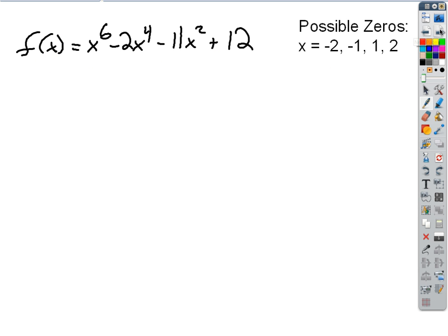Okay. Now here's what I want to do with this. I want to review synthetic division a little bit. Okay, but I want to remind you about something with synthetic division. Remember that we did some stuff with synthetic division earlier that we called synthetic substitution.